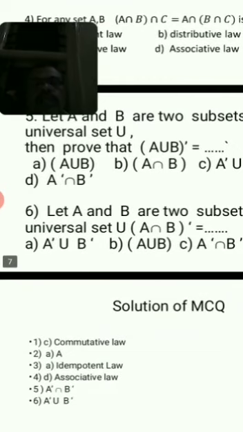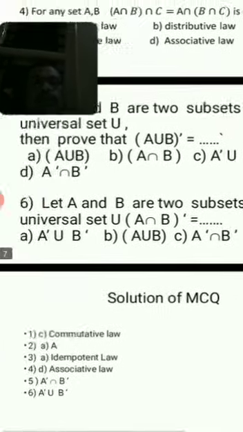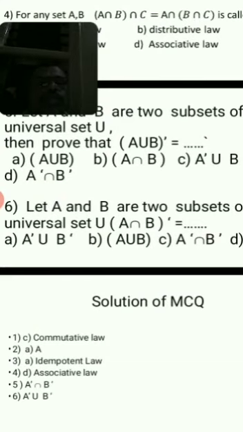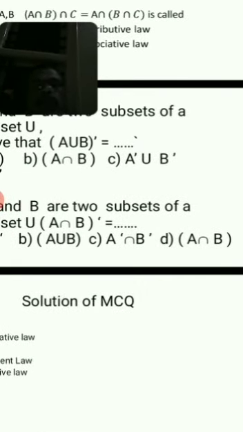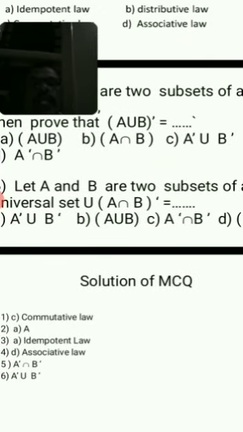The sixth question: let A and B be two subsets of a universal set U. (A intersection B) whole dash is equal to which of the following four results. Result A, A dash union B dash. Result B, (A union B) complement. Result C, A dash intersection B dash. Result D, (A intersection B) complement. So (A intersection B) whole dash becomes A dash union B dash. These are the six multiple choice questions.